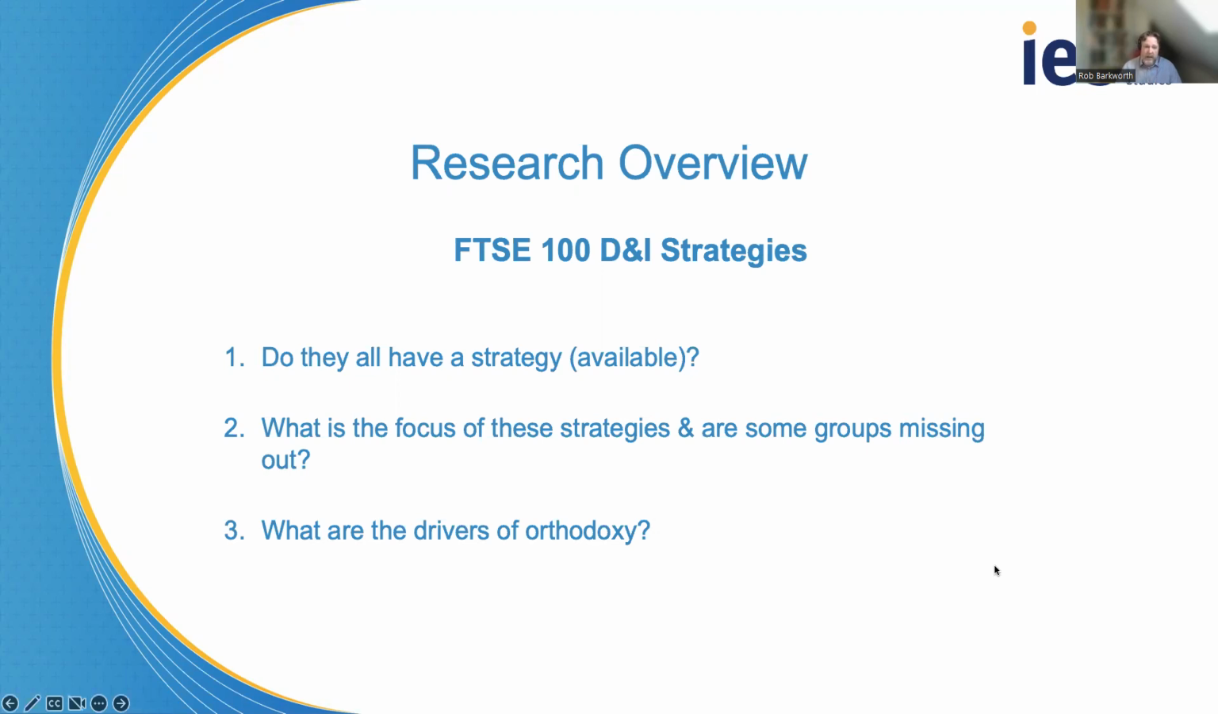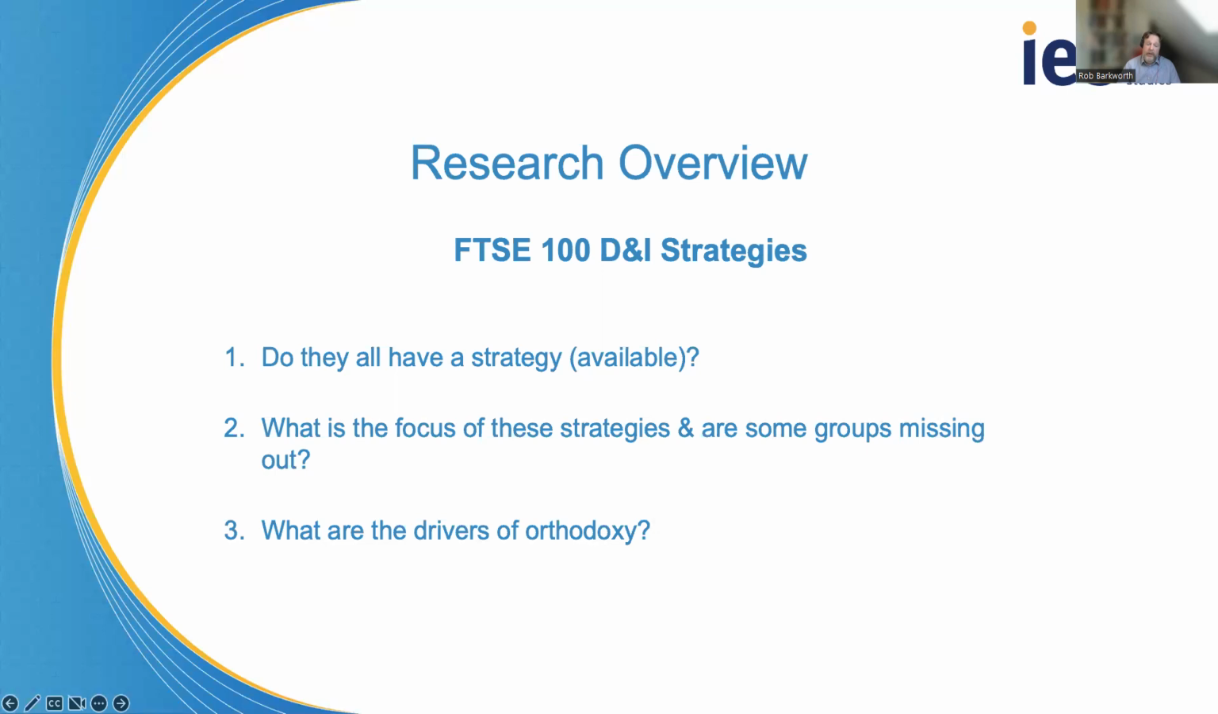The second thing I did was collect together all the strategy objectives coming out of those diversity and inclusion strategies, and carry out a content analysis to understand what the major themes coming out are, who the main beneficiary groups are, and what the main focuses are for people when they're developing their D&I strategies.